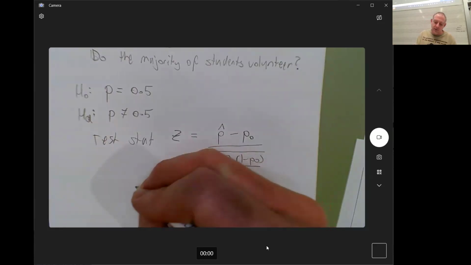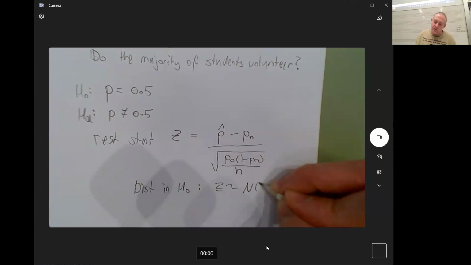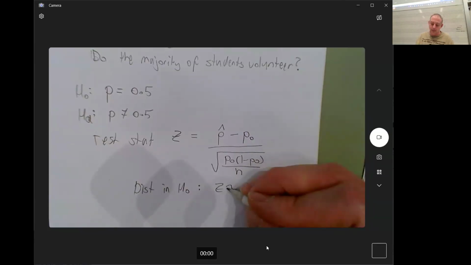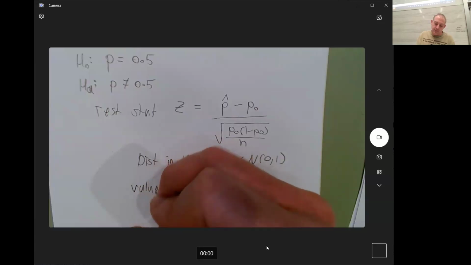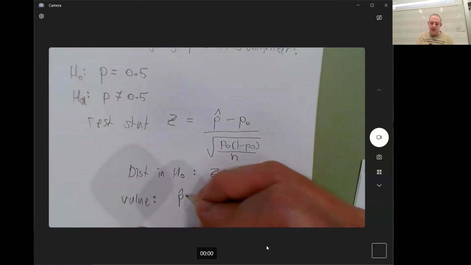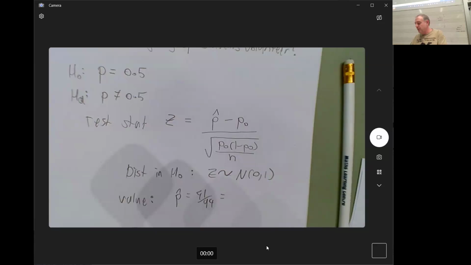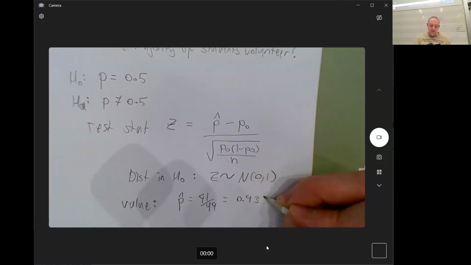So we're nearly there. And the distribution in the H0 situation is that it is a standard normal distribution because that is what Z is. So we wouldn't have called it Z if it wasn't going to be that. So the value, so let's see, my P hat is 41 out of 94, which is what I calculated. I know it's less than half. 0.4362.